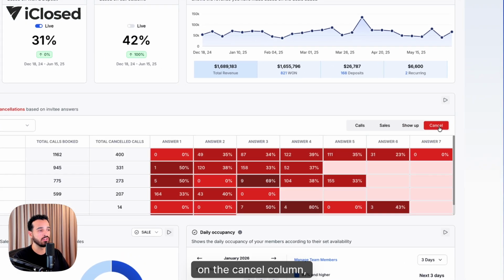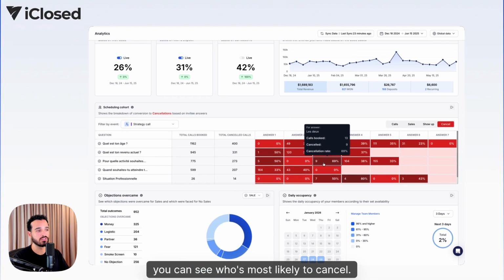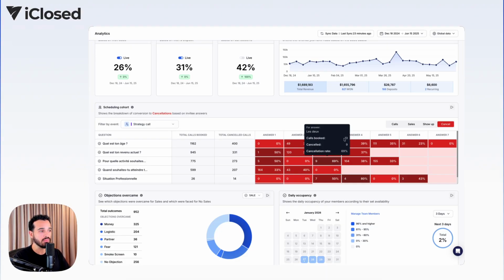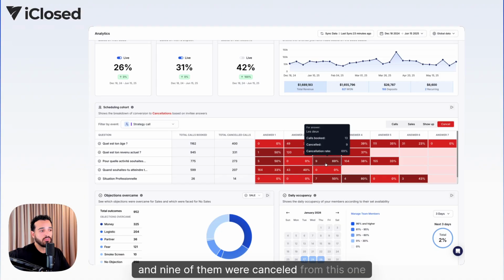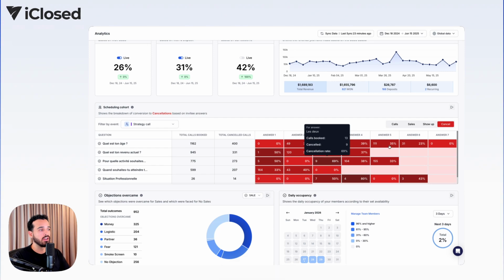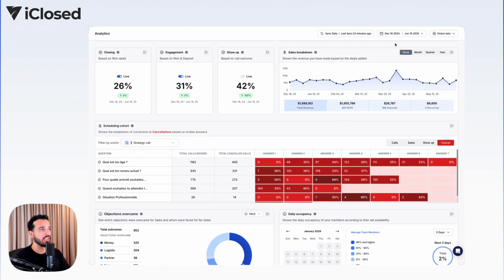Again, on the cancel column, you can see who's most likely to cancel. For this one, there's a 69% chance that they're going to cancel the call. There have been 13 calls booked, and 9 of them were canceled from this one cohort, people who answered this question with this answer during this week. Obviously, we can look at a different date range as well.